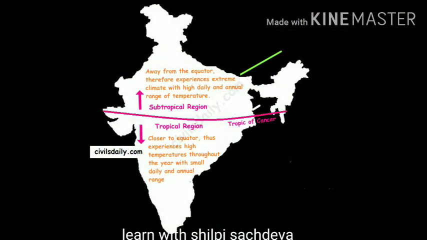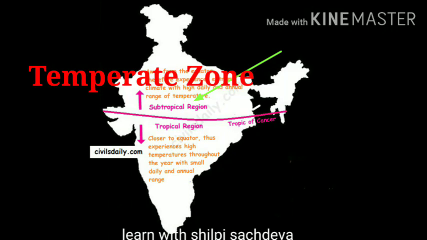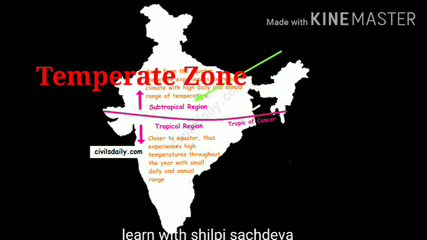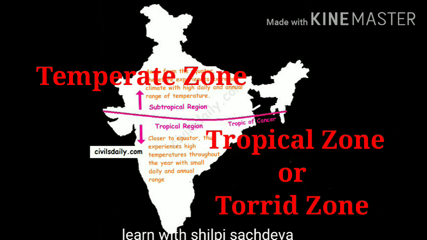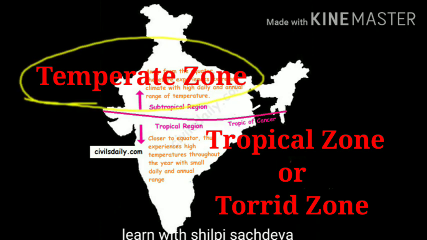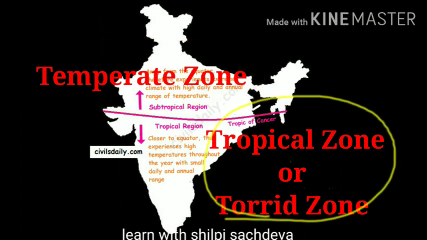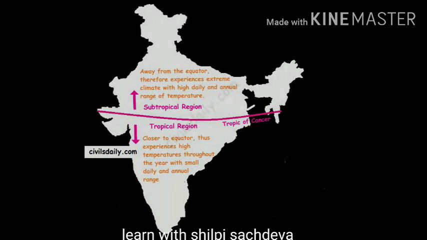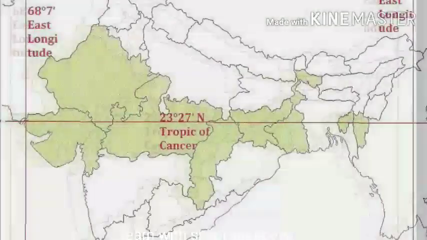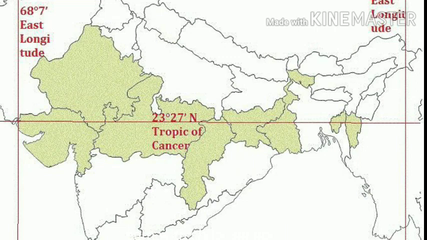India has a subtropical region, or we can say temperate zone, above the Tropic of Cancer and a tropical region below the Tropic of Cancer. Here, the subtropical region or temperate zone experiences extreme climate as it is far away from the equator, whereas the tropical region in India experiences high temperature throughout the year. Thus, this latitude or Tropic of Cancer affects the climate of India.